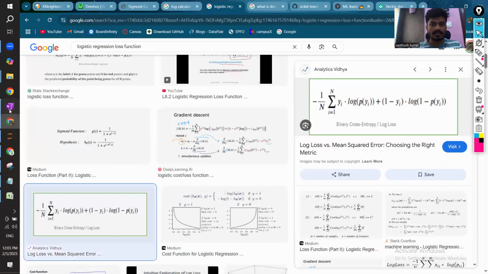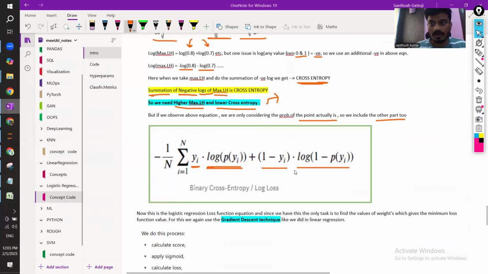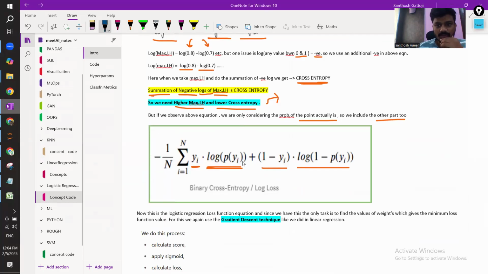If someone asks you, this is also called log loss or binary cross entropy. Usually it's used for binary classification, so it's binary cross entropy. It is called cross entropy, and it's also called log loss because you're using log. Fine. So this one you should remember, Karthik.